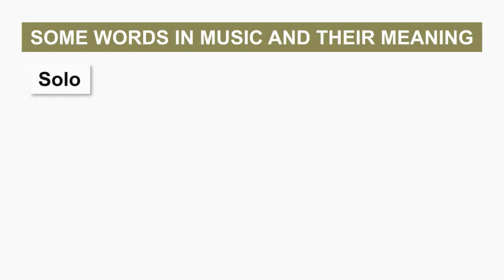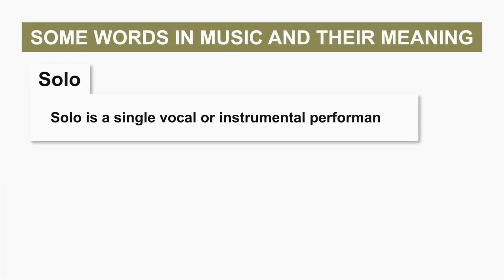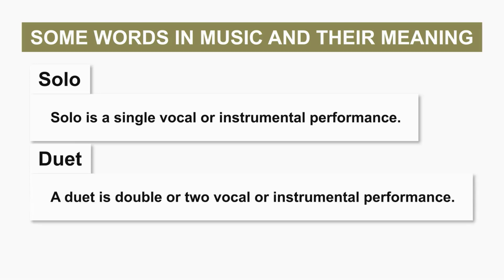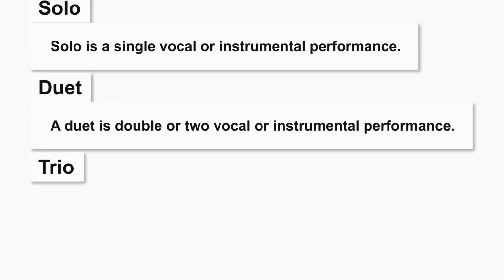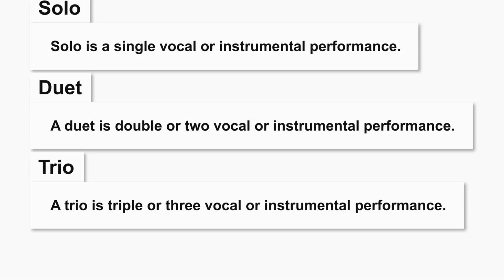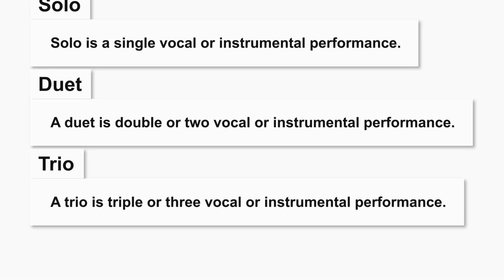A solo. Solo is a single vocal or instrumental performance. Duet. A duet is a double or two vocal or instrumental performance. Trio. A trio is a triplet or three vocal or instrumental performance.